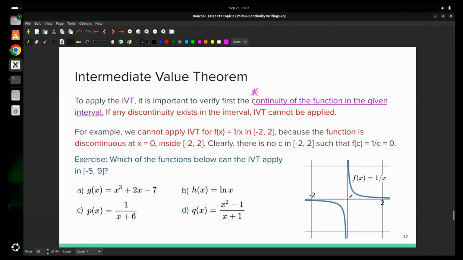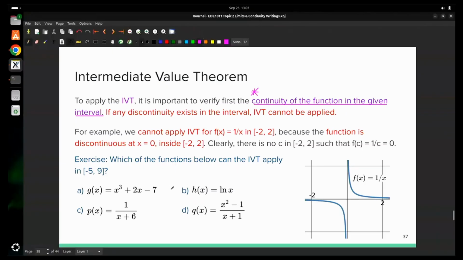Which of the functions below can the IVT apply in the interval minus 5 to 9? Minus 5 to 9, okay? So in this concept, you can see that the first function, g of x, equals this cubic function. But we know that cubic functions are continuous everywhere. Correct or not? Polynomials are continuous everywhere. You can just draw a curvy polynomial function in one stroke, without lifting up your pen. So therefore, this can definitely apply, okay?